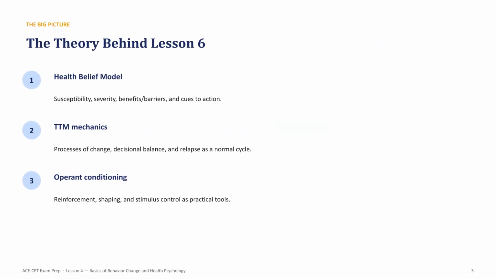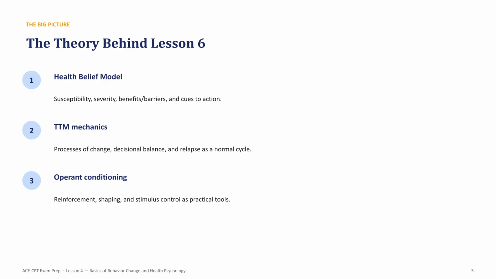Before we dive into details, let's zoom out and see the whole map. This lesson is really the theory behind Lesson 6, so think of it as laying groundwork. There are 3 pieces. First, the health belief model. This covers susceptibility, severity, benefits and barriers, and cues to action. It explains why someone starts to consider changing in the first place. Second, the deeper mechanics of the transtheoretical model. The processes of change, decisional balance, and relapse as a normal cycle rather than a dead end.